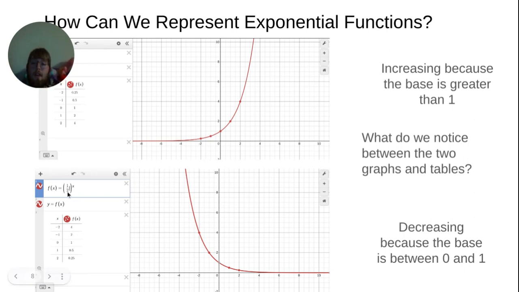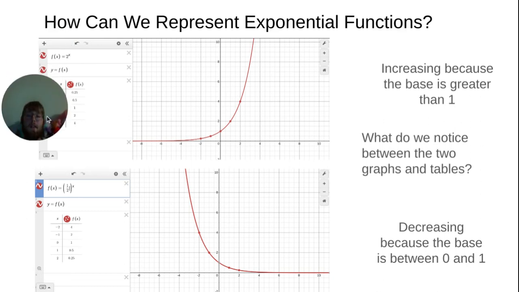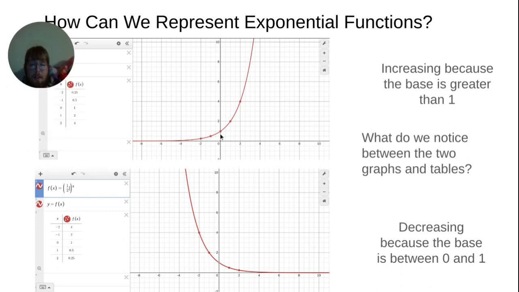Another key point is because these are only equations with that power to the x, not anything added such as a +1, +2, they always cross at y equals 1. So even though they are two different graphs, one increasing and one decreasing, they both share that y equals 1 point.